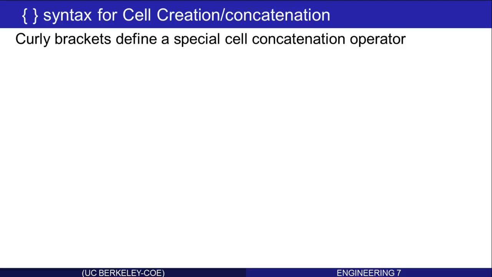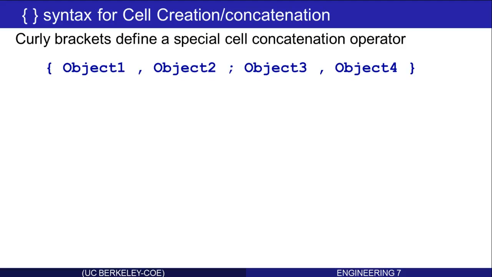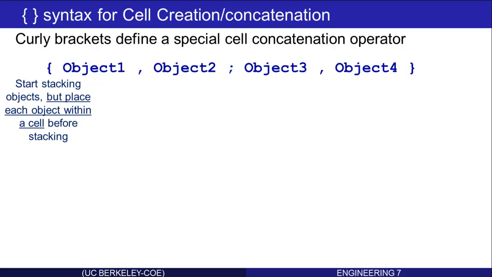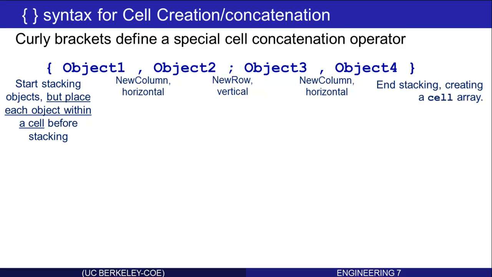Curly brackets also define a special cell concatenation operator. Let's look at this expression. Here's how we interpret it. The first curly bracket declares start stacking objects, but place each object within a cell before stacking. Commas represent horizontal concatenation or new column, as usual. Semicolons represent vertical concatenation, a new row, and so on. And finally, the trailing curly bracket declares end the stacking, creating a cell array.